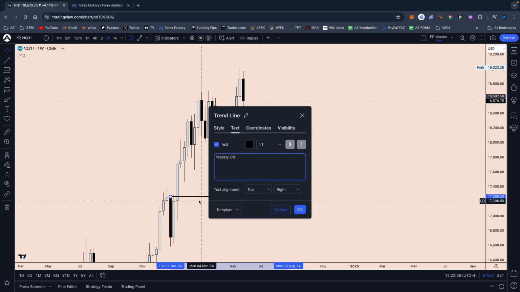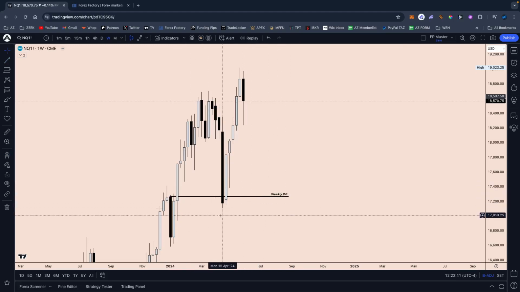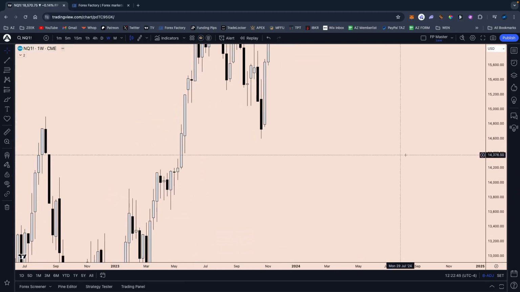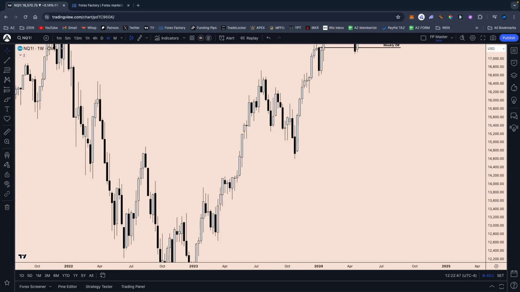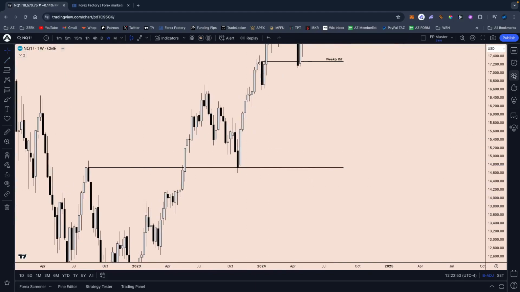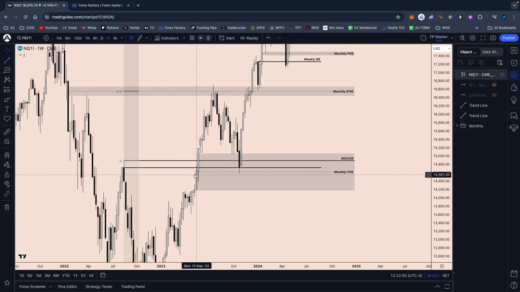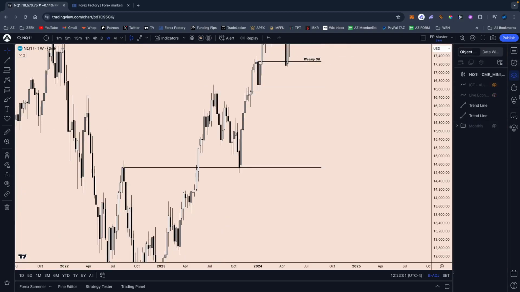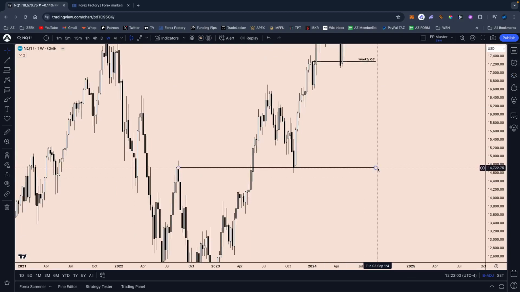Weekly order block. Just looking at down closing candles as we move to the upside. This is another weekly order block, exactly essentially where we had the monthly order block or the monthly market structure shift. It's always nice to see time frames align with each other.